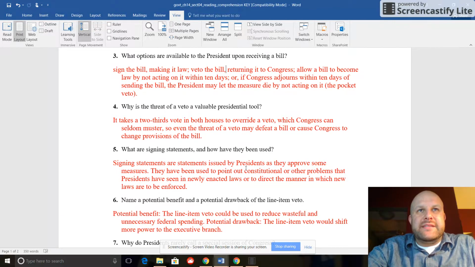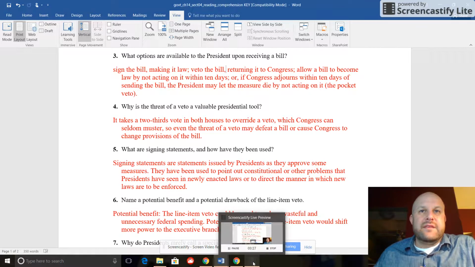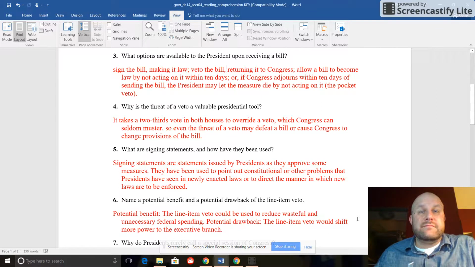Signing statements are used by presidents as they approve some measures. They have been used to point out constitutional or other problems that presidents have seen in newly enacted laws, or to direct the manner in which new laws are enforced. So sometimes they sign statements that, in addition to approving the law, help clarify items.